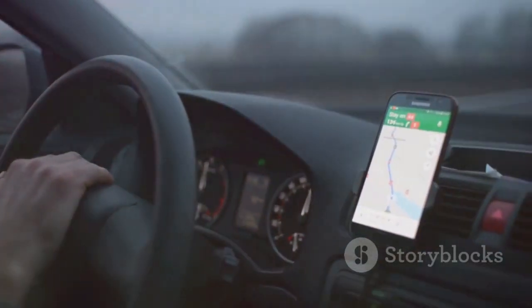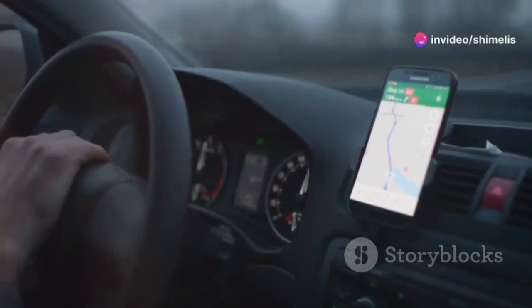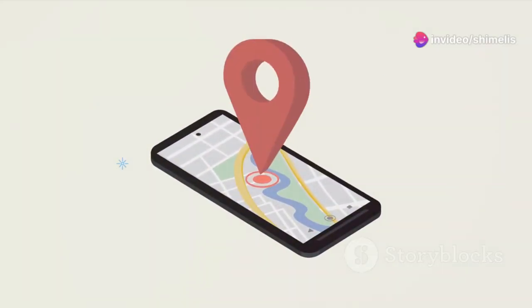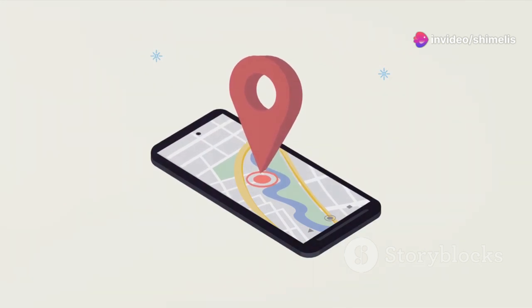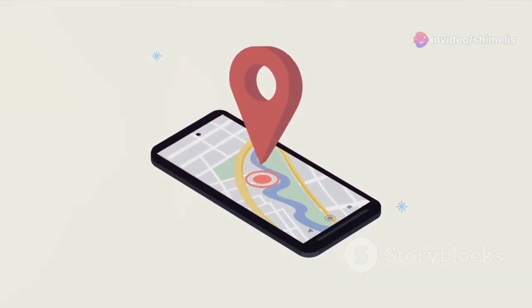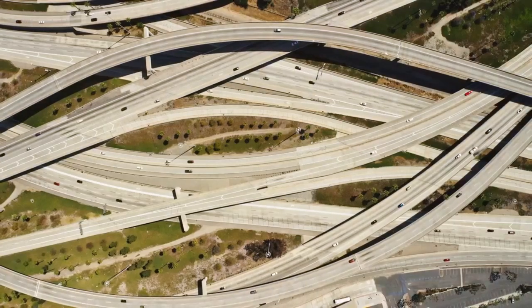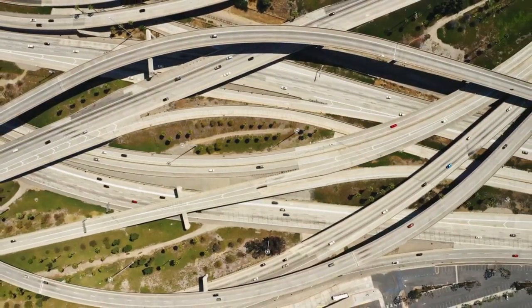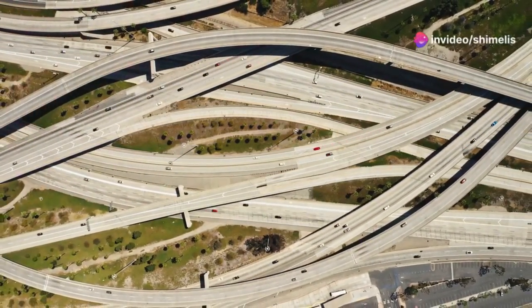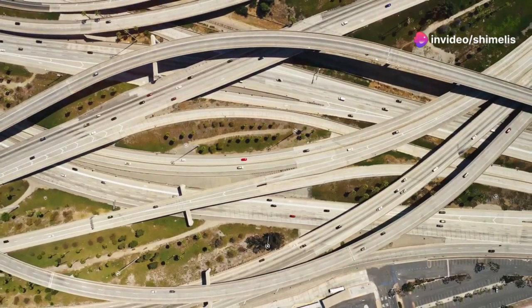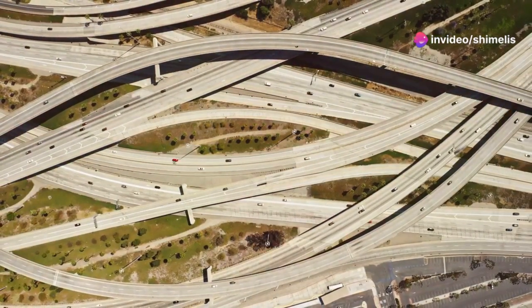GPS navigation heavily relies on line equations. When you enter a destination into your GPS device, it calculates the shortest route using algorithms based on coordinate geometry. Roads and paths are represented as lines or curves on a map, and your route is determined by finding the most efficient sequence of lines connecting your current location to your destination.